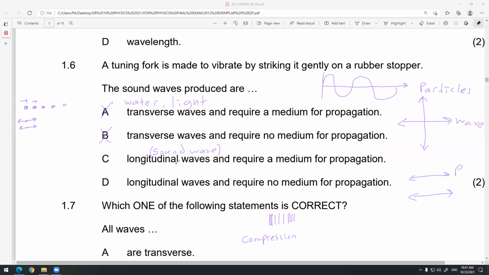Two options left. Longitudinal waves require a medium. Medium means just substance. It means particles. We need particles to move. A sound wave needs particles to move. Our answer is C. Let's see the other option. Longitudinal waves, yes, it is the correct wave, but no medium, that one is wrong. Because of that, we remove option D. Our answer is C. I think it's okay. This one was just about waves. Let's continue with the next question.